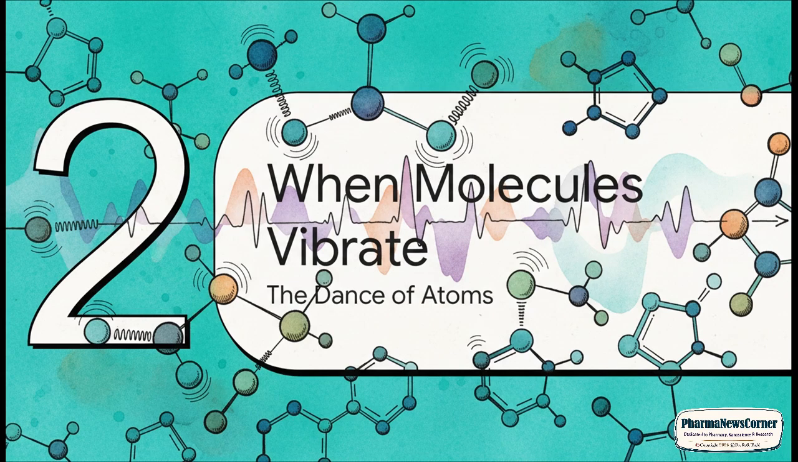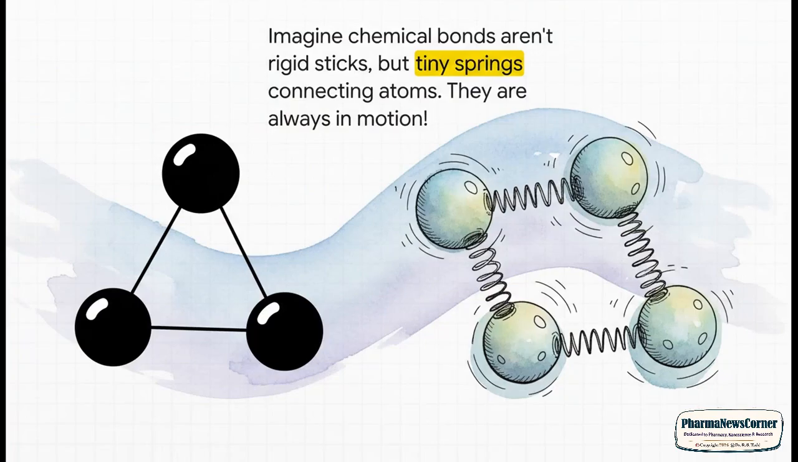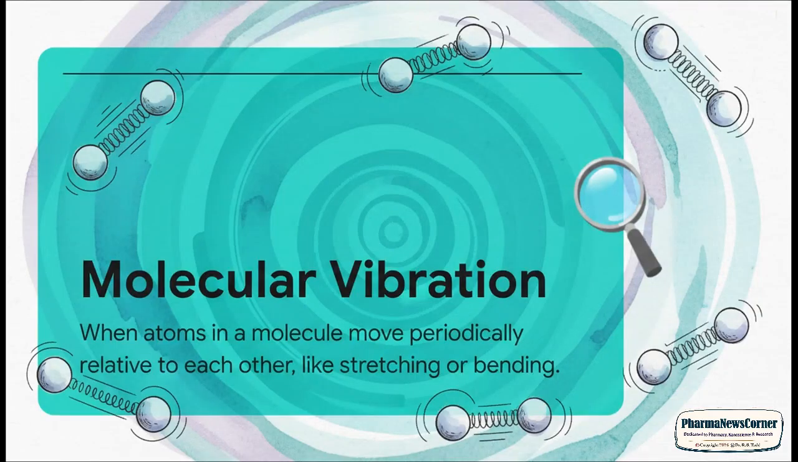when molecules vibrate. To really get this, you kind of have to change the way you picture a molecule. Forget those stiff ball and stick models from your old chemistry textbook. For what we're talking about, you need to imagine that the chemical bonds holding atoms together aren't rigid sticks at all, but are actually like tiny, flexible springs. And because those bonds are like springs, they are always moving, they're constantly in motion. We call this a molecular vibration.